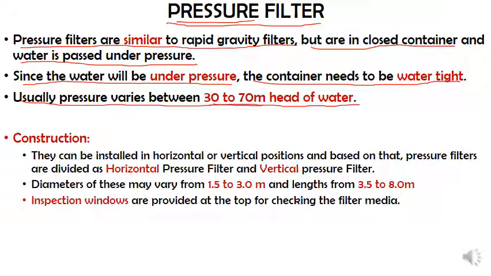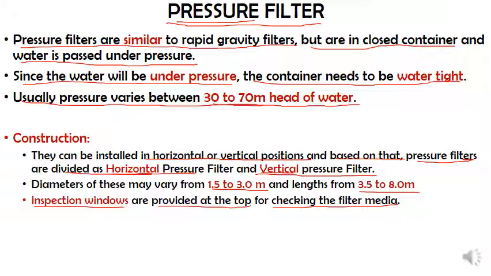Based on whether the height is more or the width is more, we can differentiate them into horizontal or vertical. They can be installed in horizontal or vertical positions, and based on that, the pressure filters are divided into horizontal filters and vertical pressure filters. The diameters may vary from 1.5 to 3 meters, and the length or height may vary from 3.5 to 8 meters. Inspection windows are provided at the top for checking the filter media.